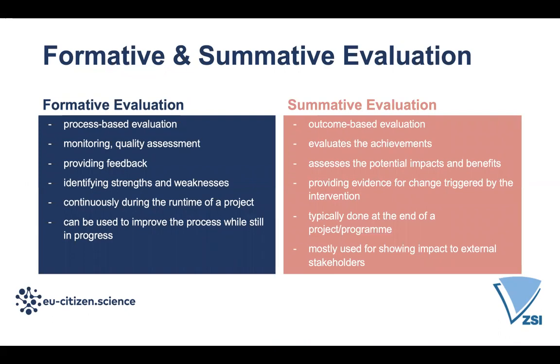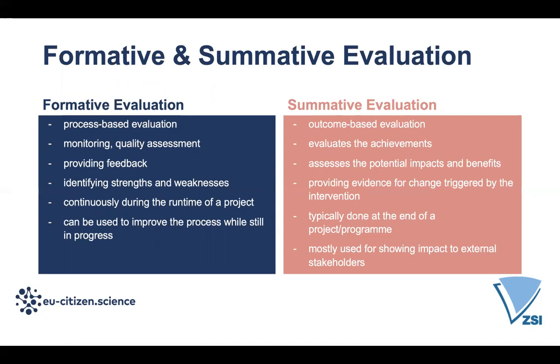Formative evaluation is also considered process-based evaluation. In the formative evaluation, we identify the activities, projects, or programs' strengths and weaknesses. This can be done continuously, and the feedback obtained by this evaluation can provide direct feedback and even be used to improve the process while the project is still in progress. You could also see this as a kind of quality assurance with the continuous feedback loops to improve your processes.